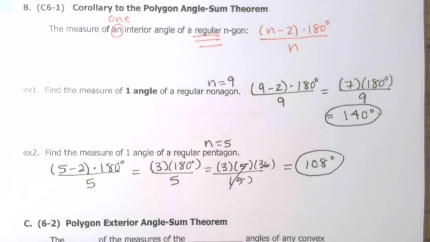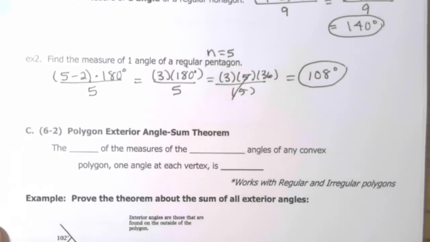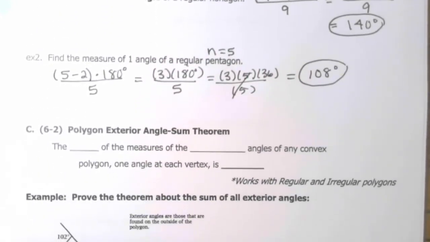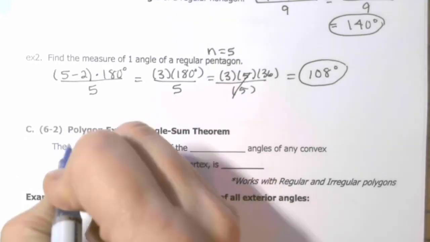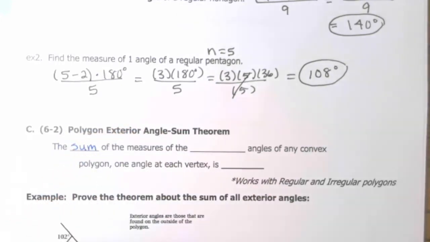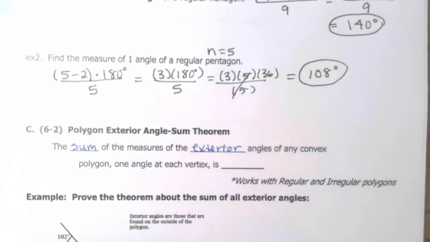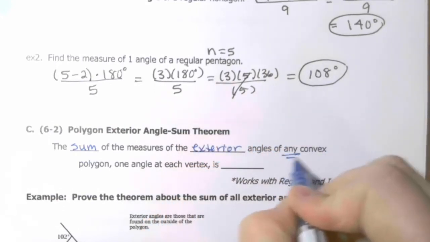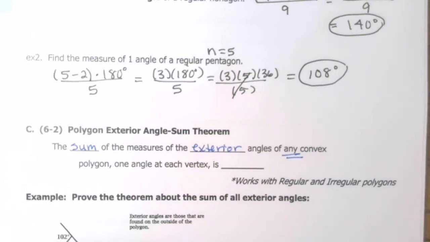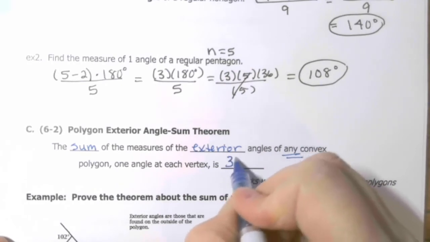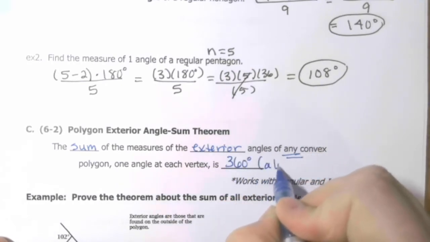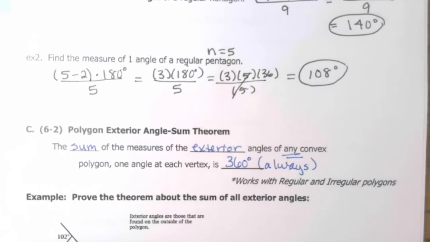Okay, C, polygon exterior angle sum theorem. Probably the easiest one we learn because it says the sum of the measures of the exterior angles of, here's the great part, any convex polygon, one angle at each vertex, is 360 degrees. And this is always true. It's always 360 degrees. And it works with both regular and irregular polygons.